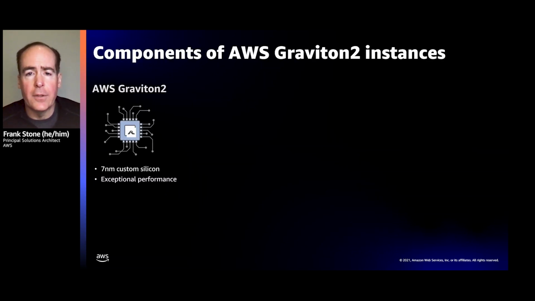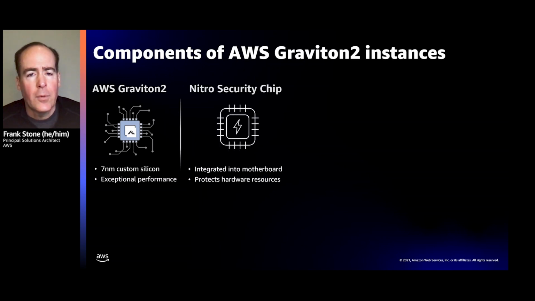Now, the Graviton 2 is the core of our instances, but it's not everything we have in our instances, and we have several other pieces of custom developed silicon that provide the overall capabilities for our Graviton 2 based EC2 instances. One of those pieces of silicon is the Nitro security chip. It's integrated into the motherboard of each server and protects and monitors the hardware resources.